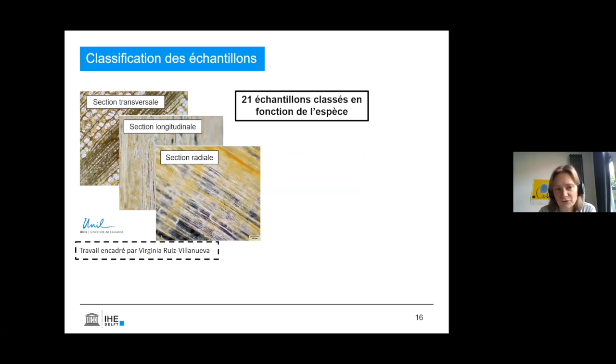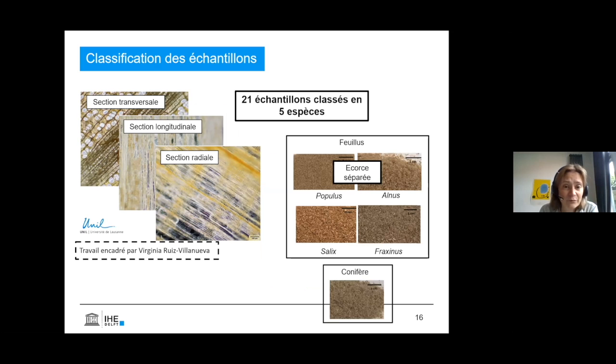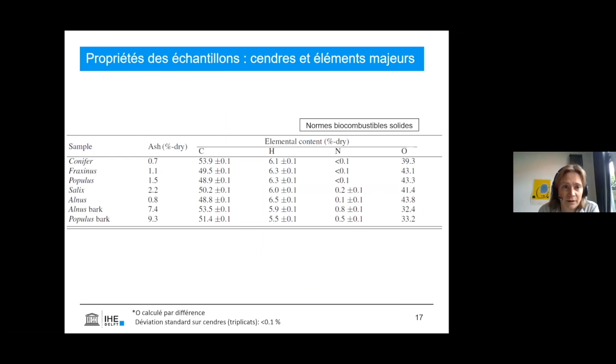And these samples were classified according to the species. So they were classified with the help of the University of Lausanne in collaboration with Virginia. And what we saw in the samples is that we found 4 broadleaf trees. I've kept the Latin names here, Salix and Fraxinus, but we separated the bark for these, and we also had a conifer.